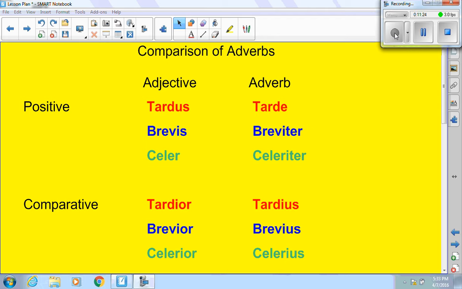Now, to make something comparative as an adjective, I add IOR to the root of the word. So tardior, brevior, and celerior are all comparative adjectives. To make a comparative adverb, I'm going to add IUS instead of the IOR. So tardius, brevius, and celerius are comparative adverbs.